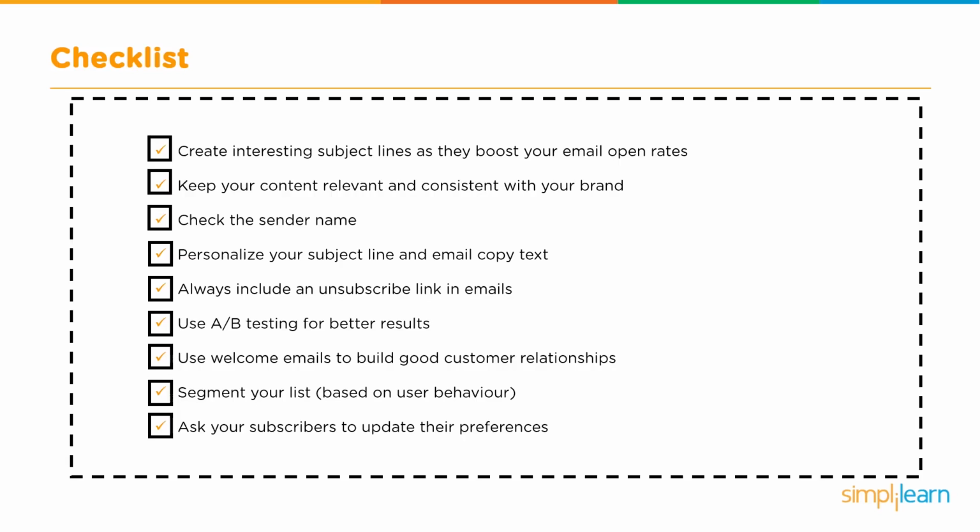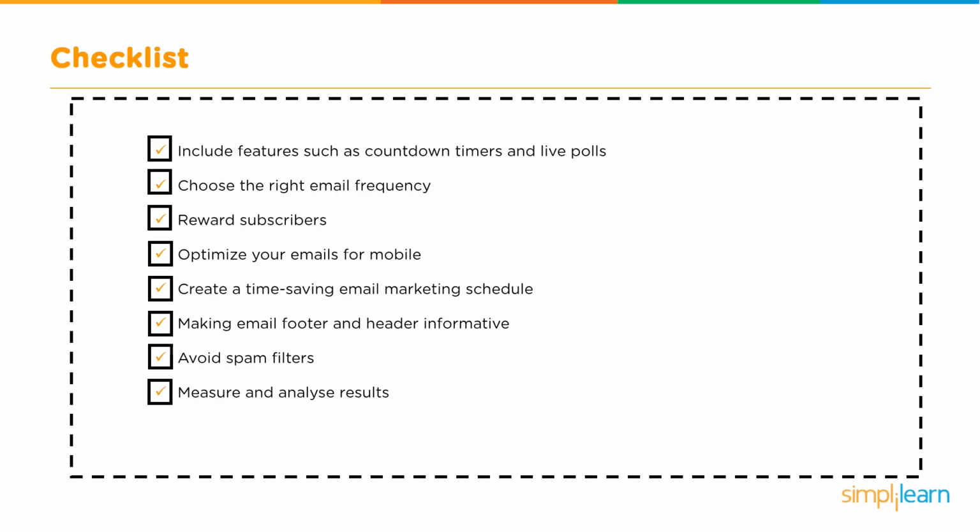Okay, so this is a short checklist. Now we can expand upon this, but these are some of the key items when it comes to email marketing. Some other items on the checklist include features such as countdown timers and live polls. Okay, make it interactive. Okay, choose the right email frequency. Don't be sending emails 3 or 4 times a week. Once a week is probably as much as you want to go, depending on what it is.